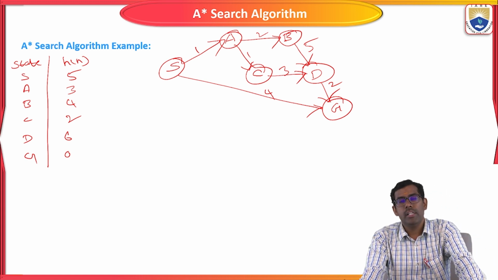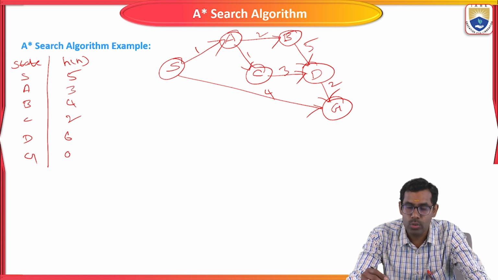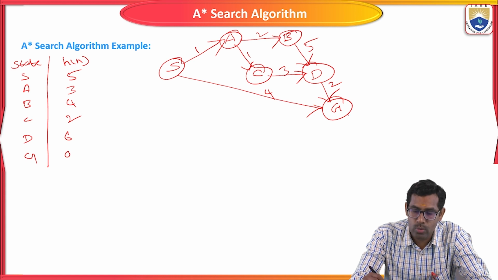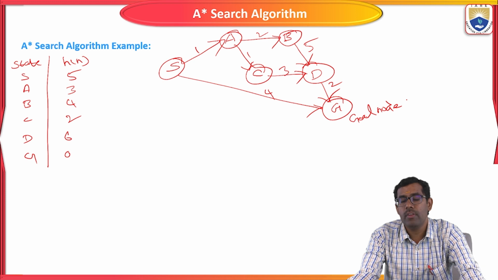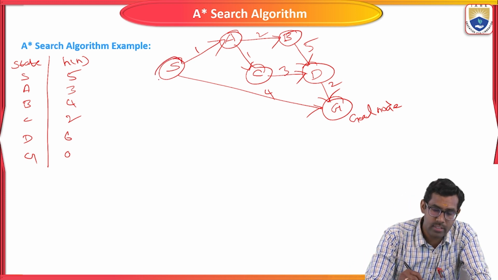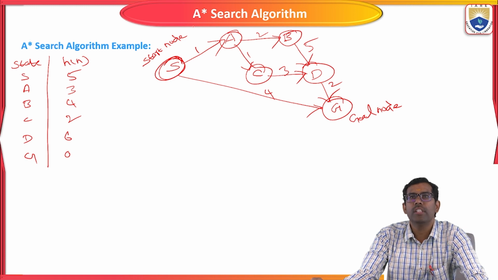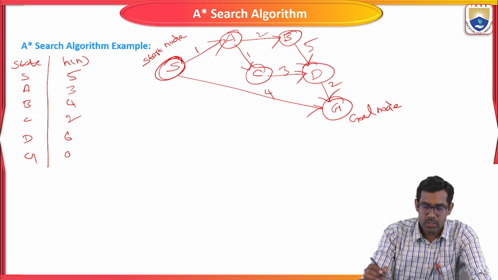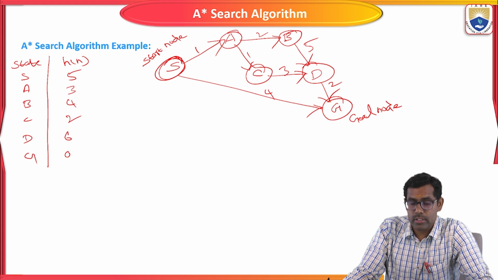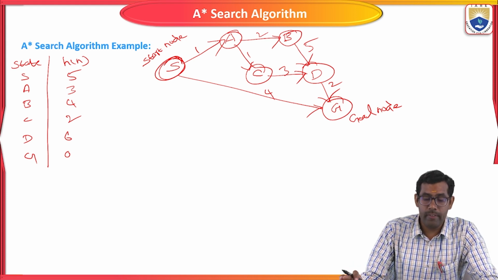Now we are going to find the shortest path to reach the particular goal. See this one, G is the goal node. We have to reach from the starting node to the goal node. S is the starting node, so we have to consider this one as the starting node of the given graph.